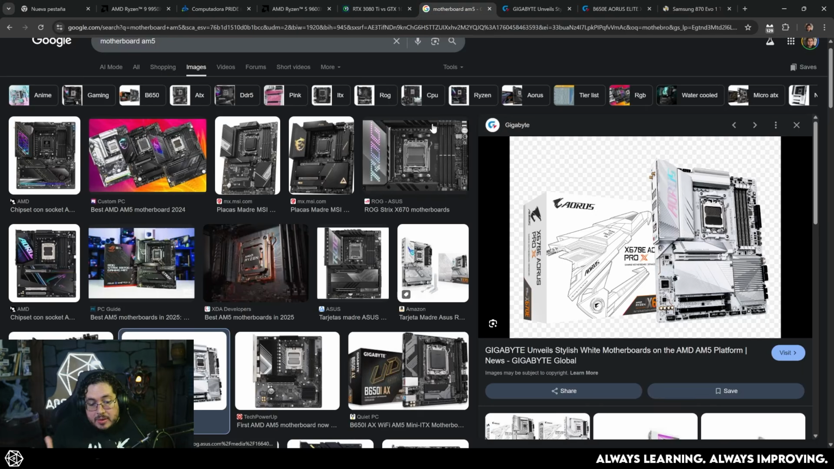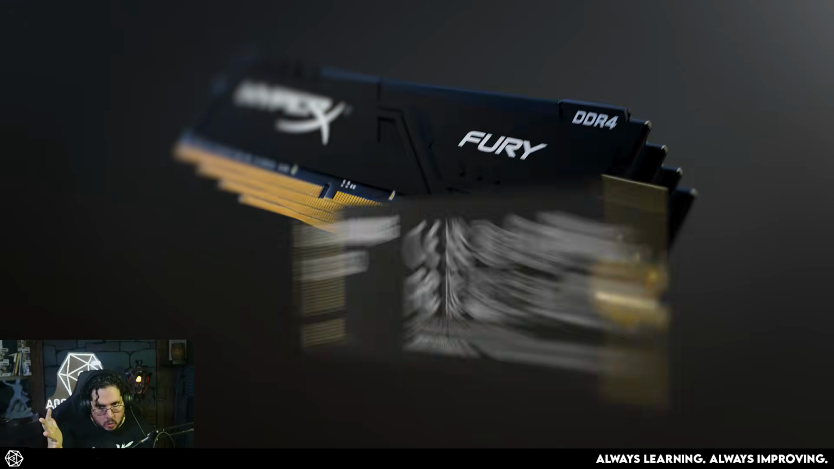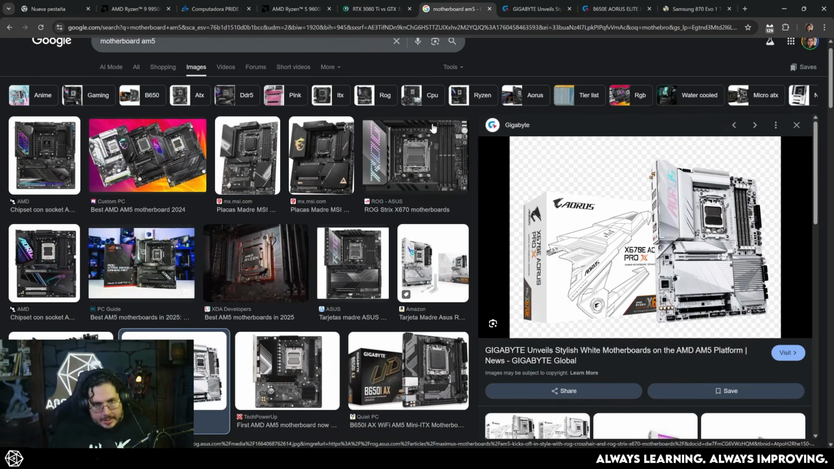And that's it. With that done, you pretty much have the 5 components that you need: motherboard, processor, graphics, RAM, and storage. After that, of course, there's the accessories. And for the accessories, you're going to need water cooling for your CPU. You're going to need your case.